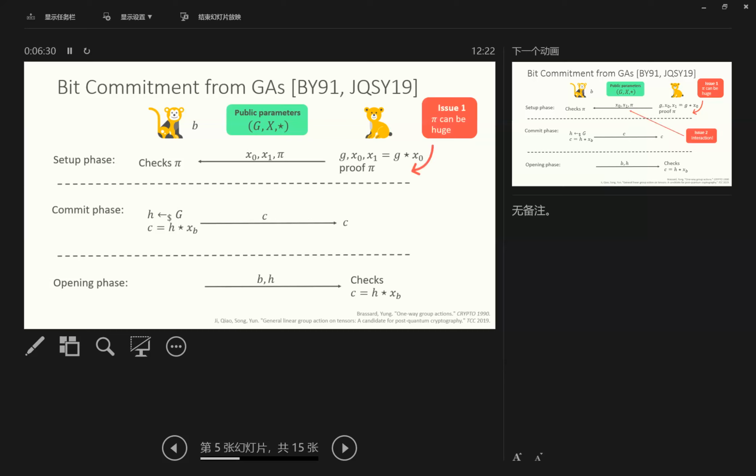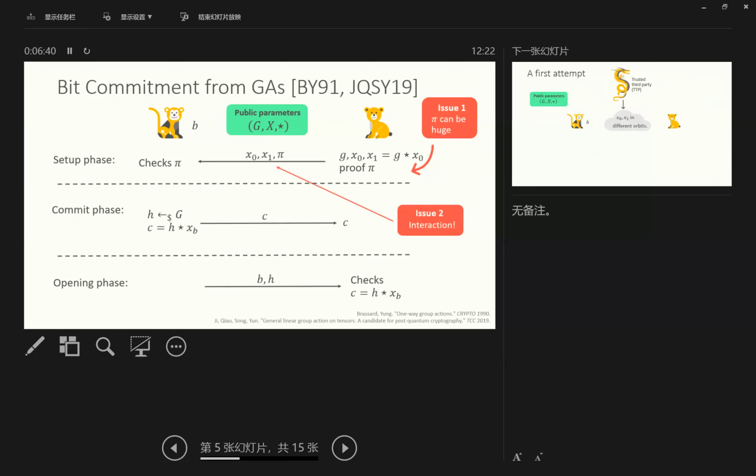So we have two issues here. The first one is that the proof can be huge, but it is almost a signature. See it like a signature. And the second, bigger problem is that there is an interaction before the commit phase. It's a setup phase where the sender cannot commit before receiving some stuff. And our goal is to remove this interaction.